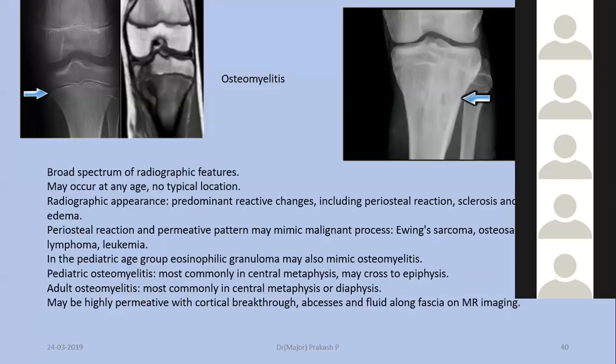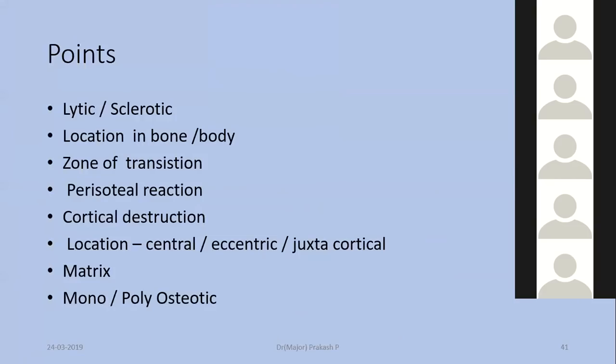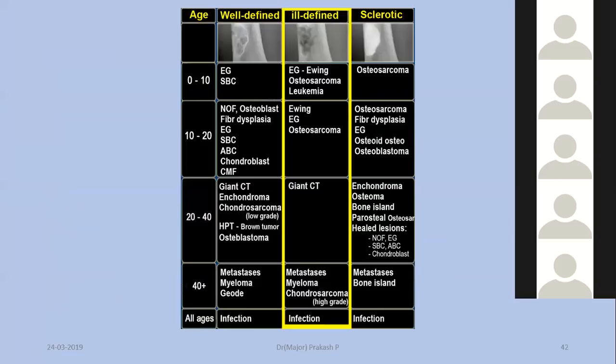Okay, so it can be highly permeative with cortical breakthrough, an abscess can be there, and MRI can easily pick up the lesion in the case of osteomyelitis. Okay, so how will you approach?